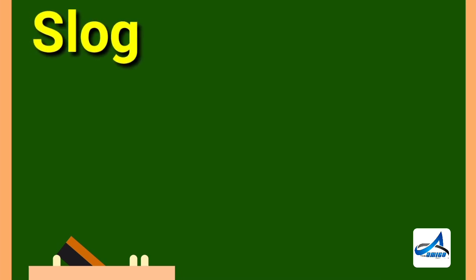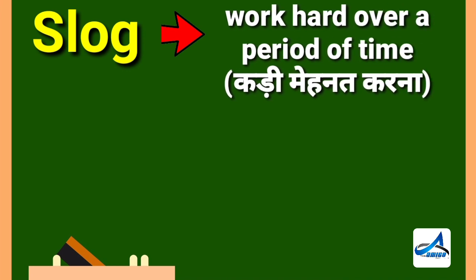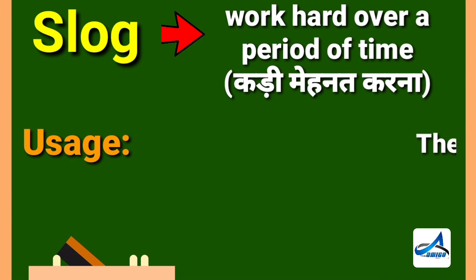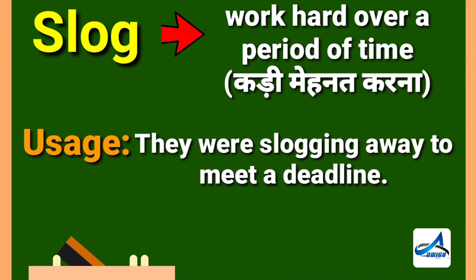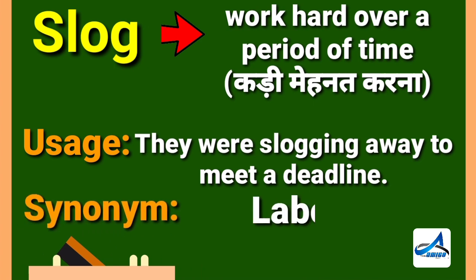Look at our first word, slog. Slog means work hard over a period of time. Its Hindi meaning is kadi mehnat karna. Now look at its sentence. They were slogging away to meet a deadline. Its synonym is labor.